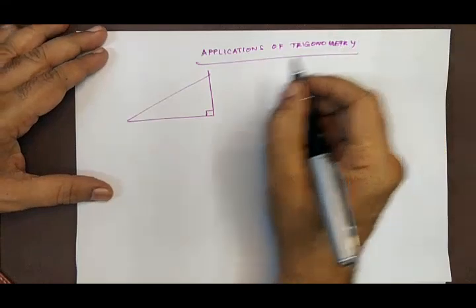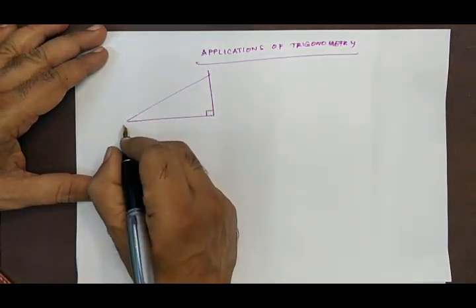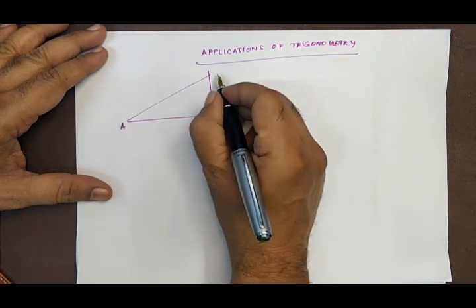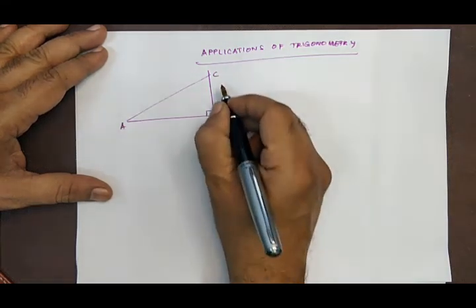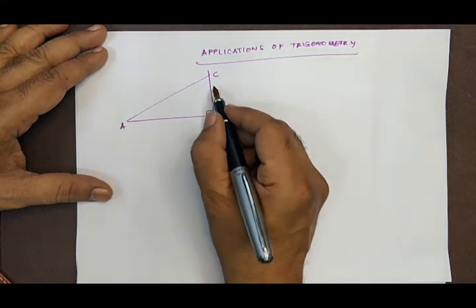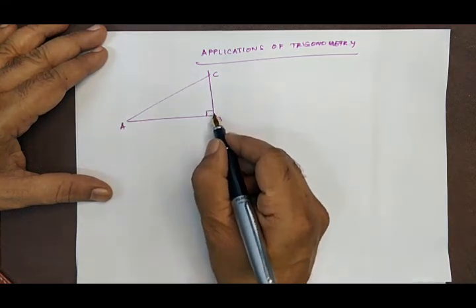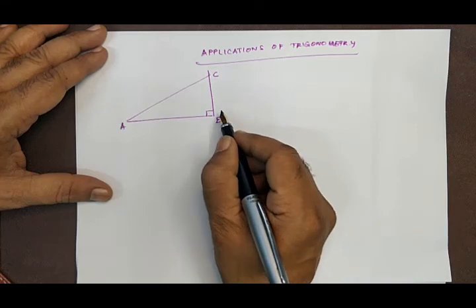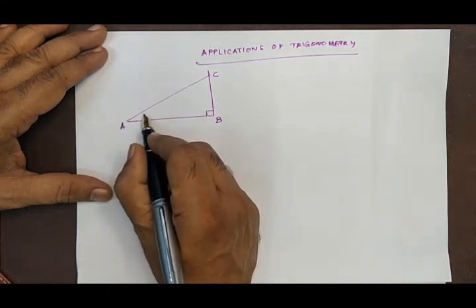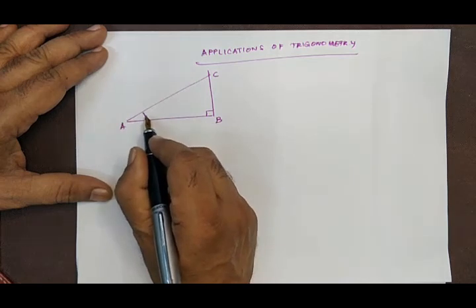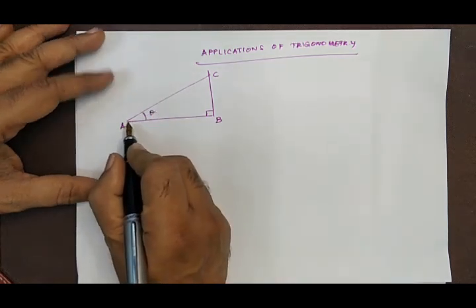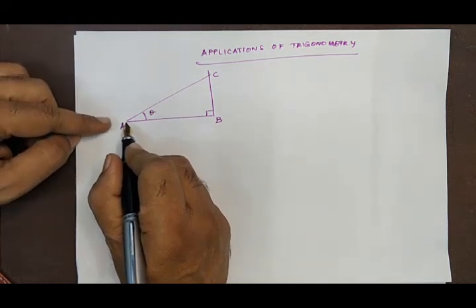Applications of trigonometry. Let me consider AB as the ground level and BC as some lamp post or flag post. We would like to measure the height BC, for which it subtends an angle from the ground. That inclination is theta.